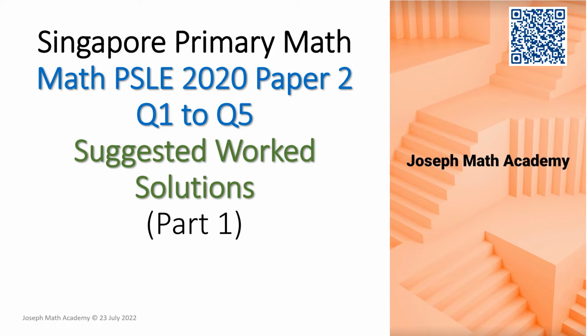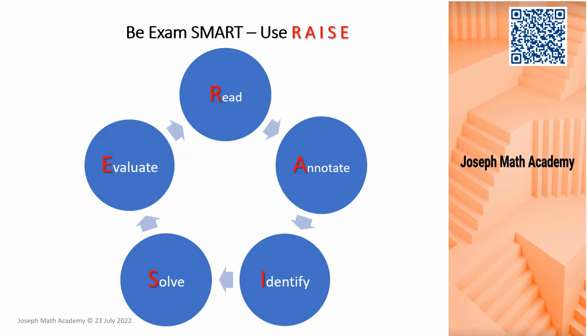Today, I'm going to share with you the suggested solutions for MATH PSLE 2020 Paper 2, questions 1 to 5. This is an exam smart strategy that I always adopt. The importance of reading each question carefully and then annotating when you read. Annotating means we underline, highlight, circle, so that we can identify the concepts by retrieving all the hints, the clues, the big ideas before we can solve the word problems.